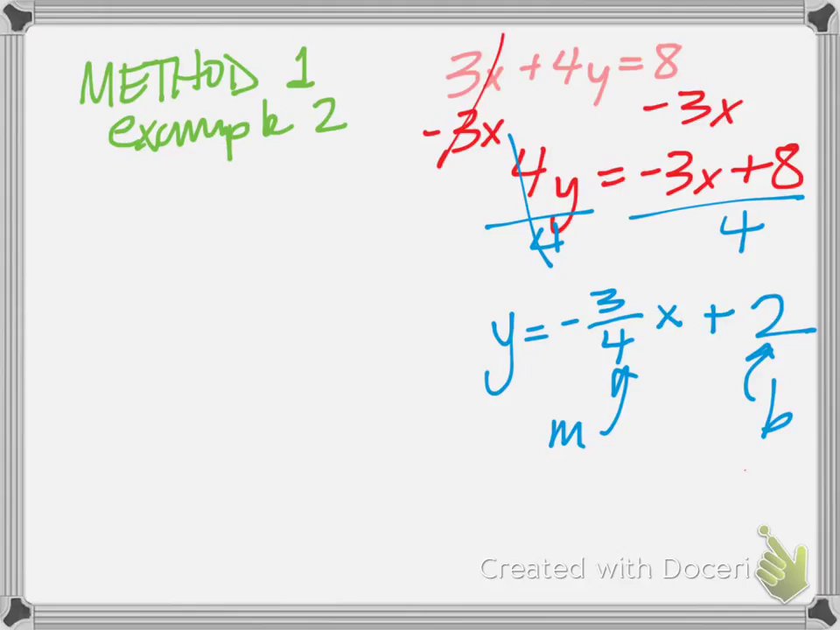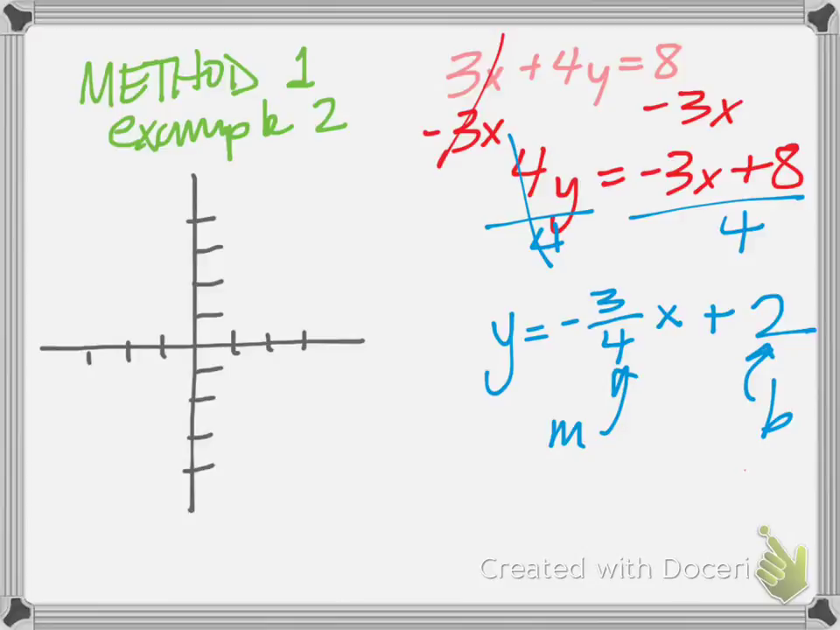Let me draw my axis. Remember, plot the intercept first, plus 2, and then do the slope. Down 3, right 4. 1, 2, 3, 4. Or up 3, left 4. 1, 2, 3, 4. Connect your points.